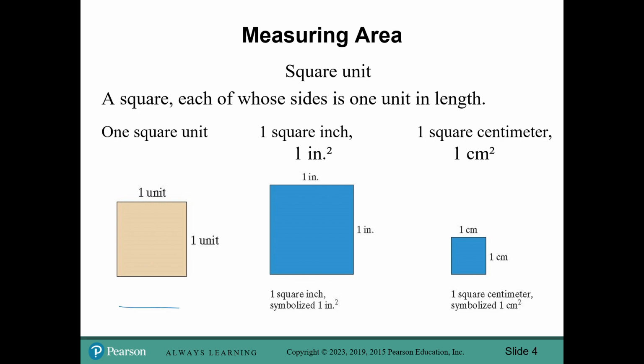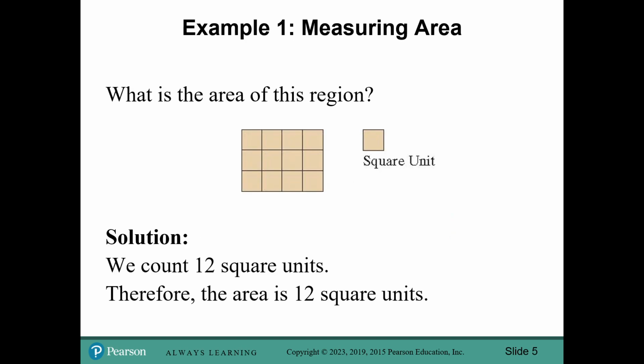1 square inch would be 1 inch by 1 inch, which gives us a square inch. Okay, so you get 1 inch on one side of the square, 1 inch on the other side of the square. Remember, area is length times width. 1 times 1 is 1. So this is 1 square inch. 1 square centimeter will look like this on the right. So 1 centimeter length, 1 centimeter width. 1 times 1 is 1, giving you 1 centimeter squared for a 1 square centimeter area.